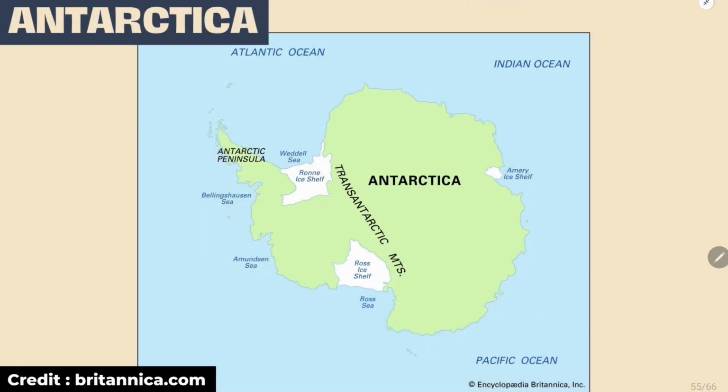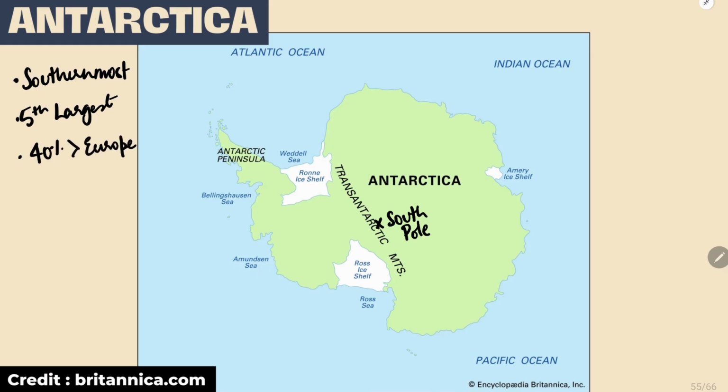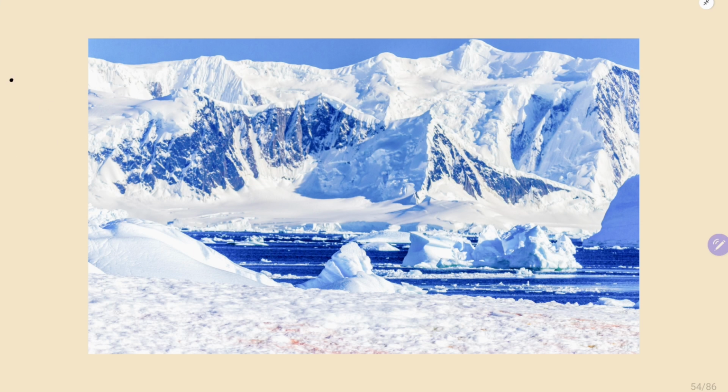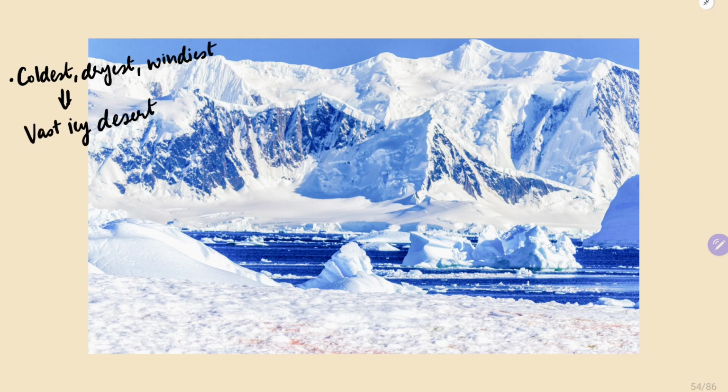Lastly, we have the continent of Antarctica. Antarctica is the southernmost continent on Earth, and the South Pole lies almost at the center of it. Though it is the fifth largest continent, Antarctica is around 40% larger than Europe. It is also the coldest, driest, and windiest continent, making it a vast icy desert.